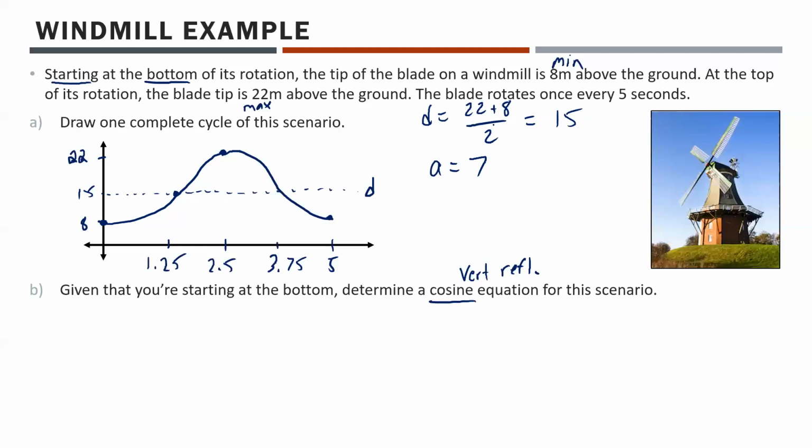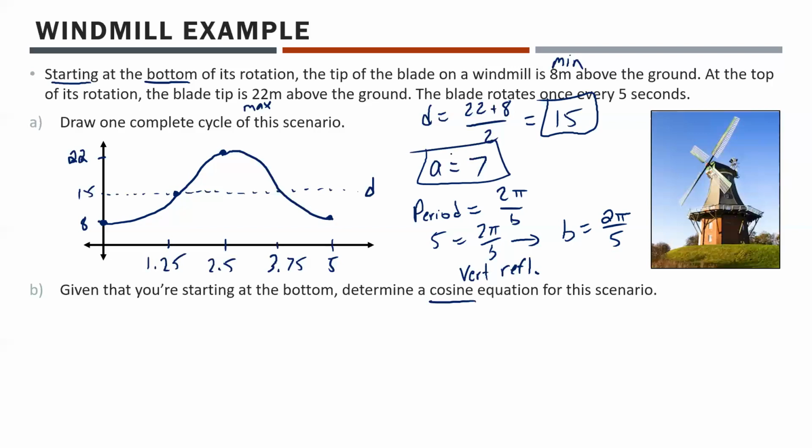We don't know the B value though, but remember B value is related to the period. It didn't say whether we're in degrees or radians here, so we have to assume radians. So I'm going to say that the period equals 2 pi divided by B, or in other words, 1 over B times 2 pi. The period we know is 5 seconds, so 5 equals 2 pi over B. Times by B divided by 5, that gives us B equals 2 pi divided by 5. So we know D, we know A, we know B, and since we've already determined it'll be a vertical reflection on a cosine to start us at the minimum, we have avoided having to use a C value as well.